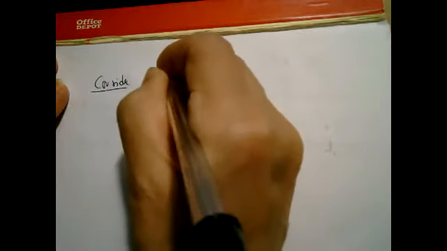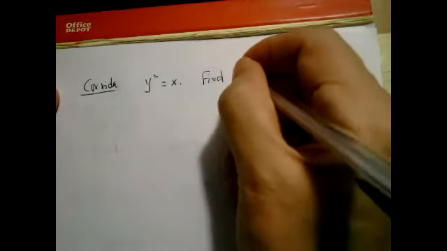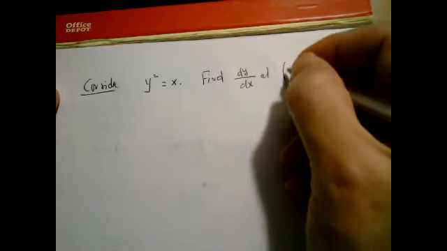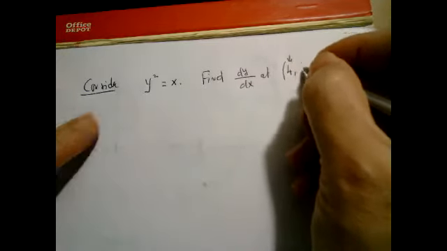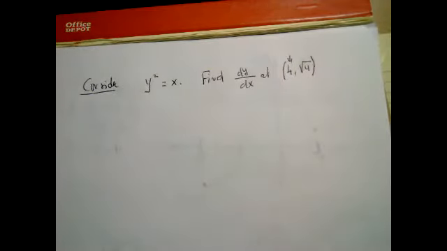The idea of implicit differentiation is a little bit confusing at the beginning, but then you'll get used to it. So the question is, again, let's consider the equation y squared equals x, and find the derivative dy/dx. And now I'm going to be very precise, at the point (4, the square root of 4). Okay, all right. Let's see how we're going to do this.